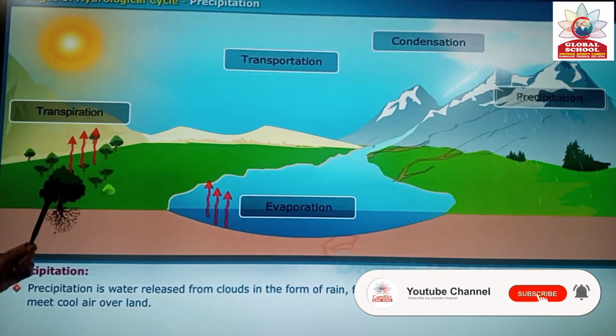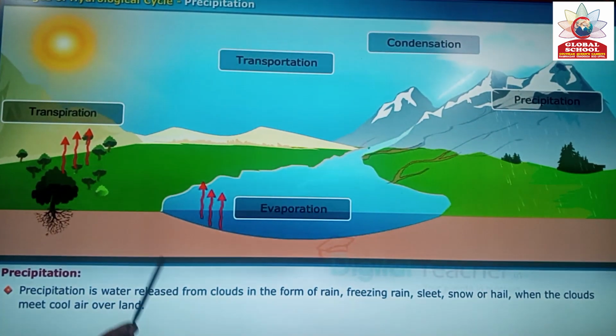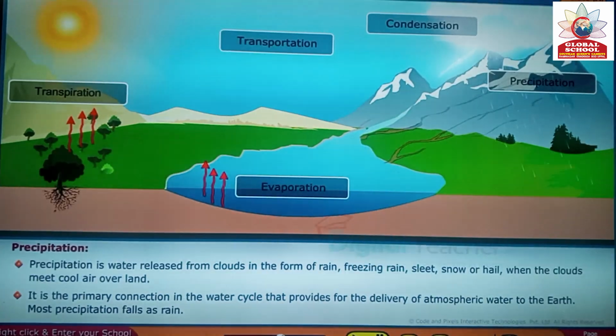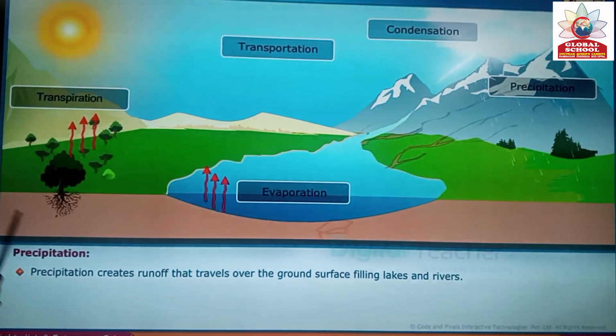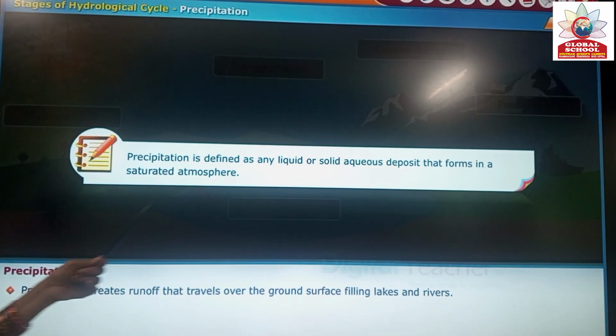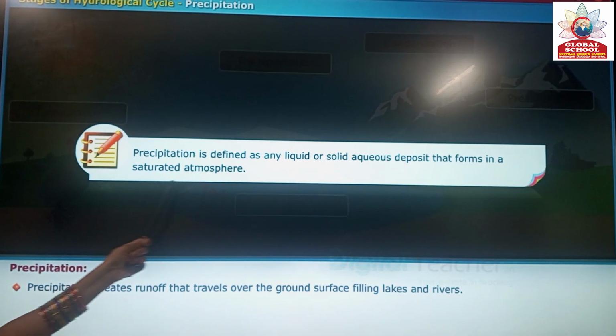Precipitation is water released from clouds in the form of rain, freezing rain, sleet, snow or hail. When the clouds meet cool air over land, it falls as rain. This creates runoff that travels over the ground surface, filling lakes and rivers. Precipitation is defined as any liquid or solid aqueous deposit that forms in a saturated atmosphere.